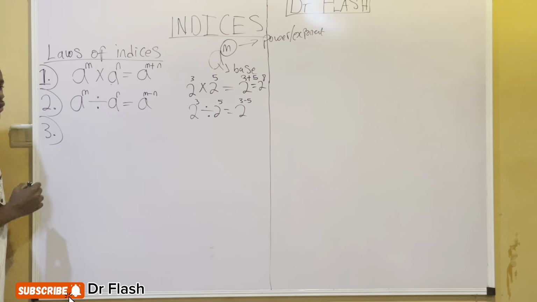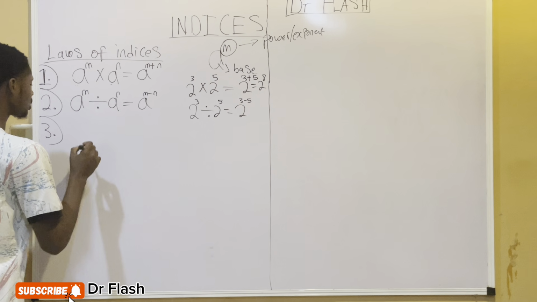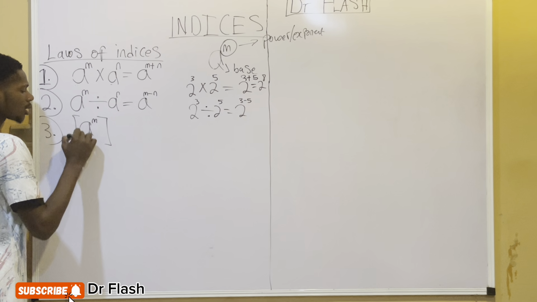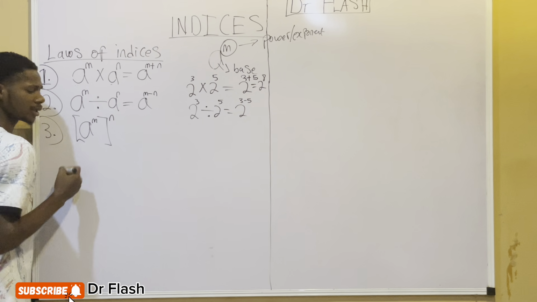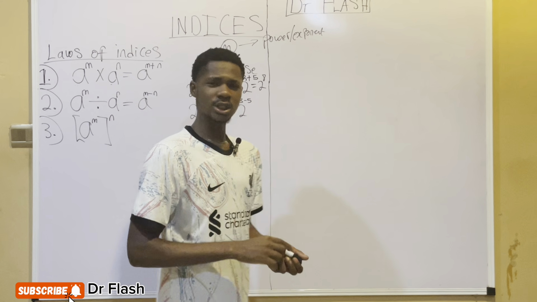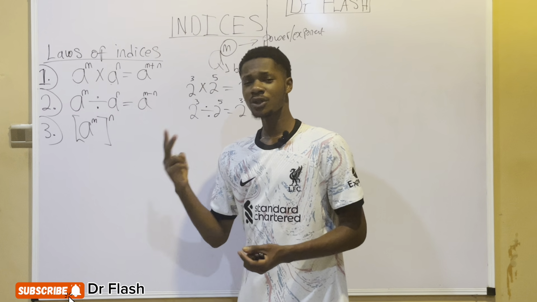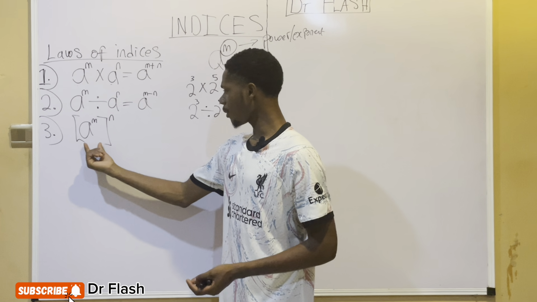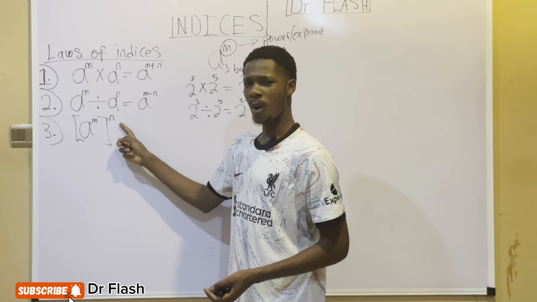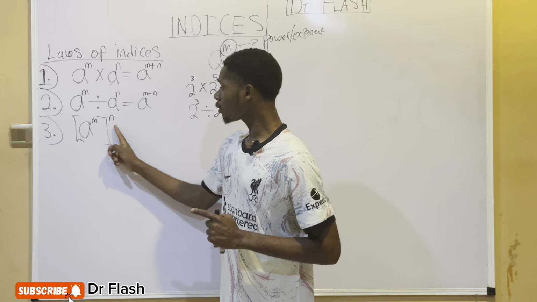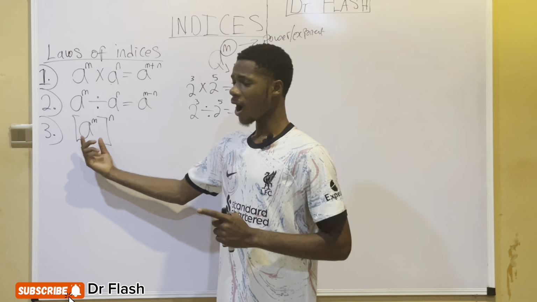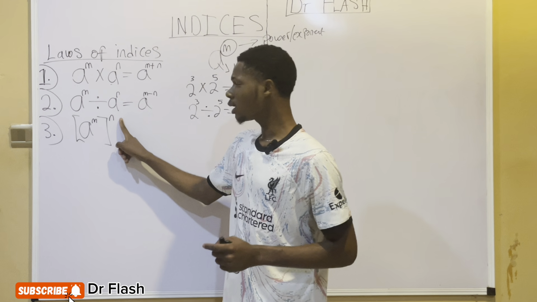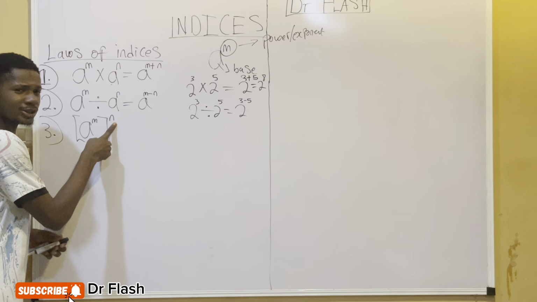Now, the third law we're going to talk about in the law of indices is a to the power of m in brackets, all raised to the power of n. Now, look at this law carefully. What you notice is that we're not having two bases in this case. What we're having is a number or a term in a bracket having an external power. Power inside the bracket, power outside the bracket.